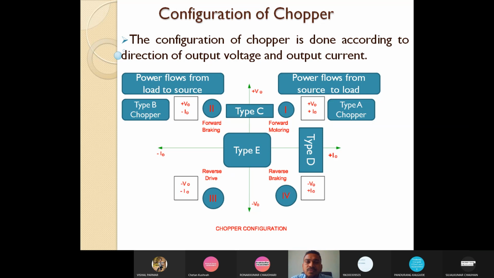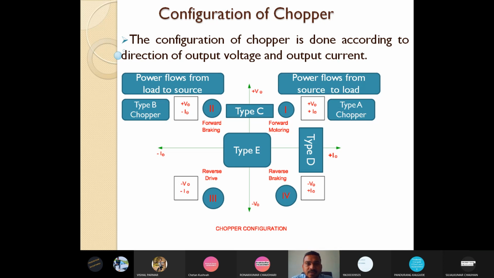Direction of output voltage and output current means we have to take the meaning in the manner of positive value and negative value. Whether the output voltage is positive or negative, or output current is positive or negative, according to that we can configure the chopper. Understood how the configuration of chopper is done? Whether the output voltage and output current both are positive, or output voltage is positive and output current is negative, according to that we can configure it.